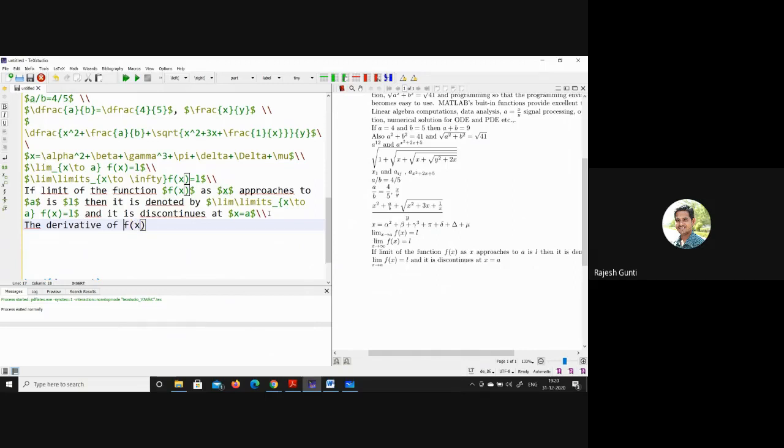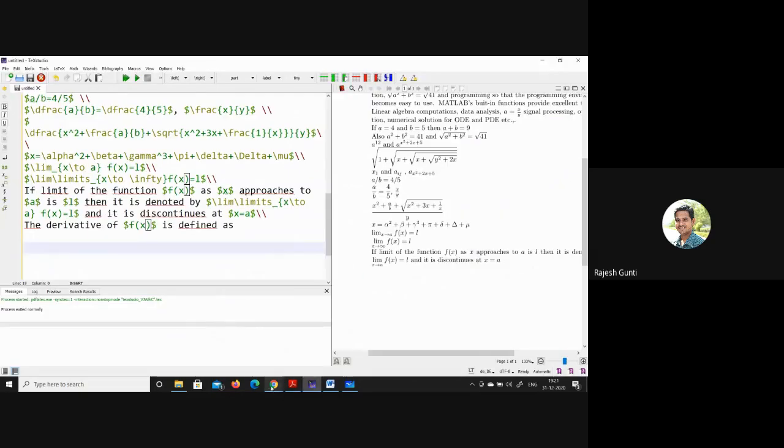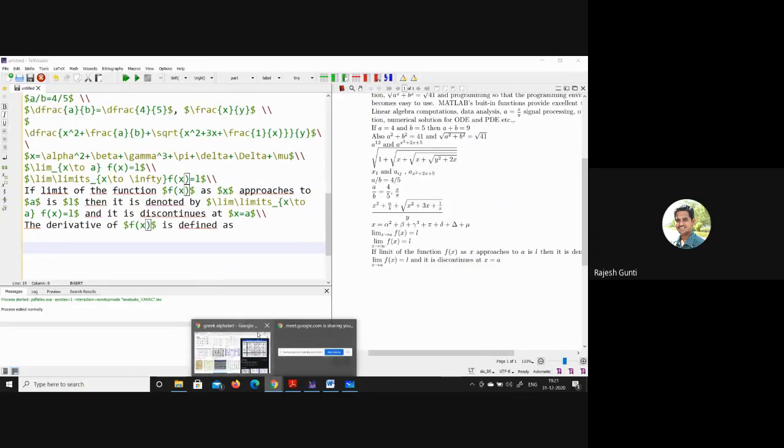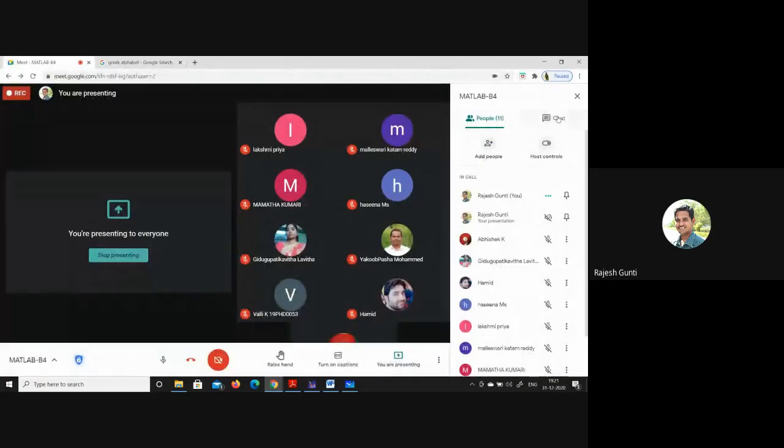Tell me how, anybody. The derivative of f of x is defined as something like this. Okay. Tell me how to type this one. How to get this symbol? How to get f dash x is equal to limit h tends to 0, f of x plus h minus f of x by h? Tell me the commands to get this type of symbol.